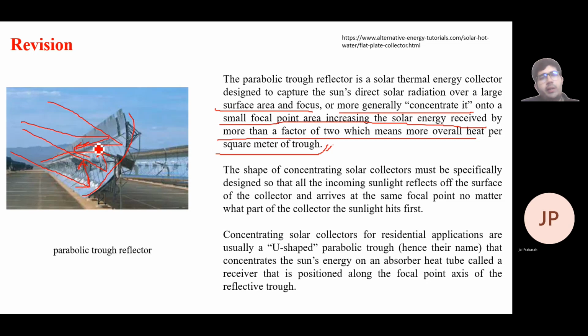The shape of the concentrating solar collector must be specifically designed so that all the incoming sunlight reflects off the surface of the collector and arrives at the same focal point, no matter what part of the collector the sunlight hits first. Concentrating solar collectors for residential application are usually a U-shaped parabolic trough, hence their name. The concentrator focuses the sun's energy on the absorber heat tube, called a receiver, that is positioned along the focal point axis of the reflective trough.